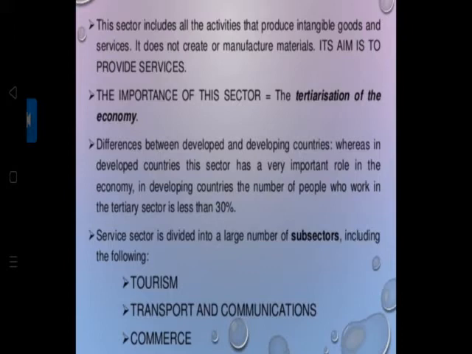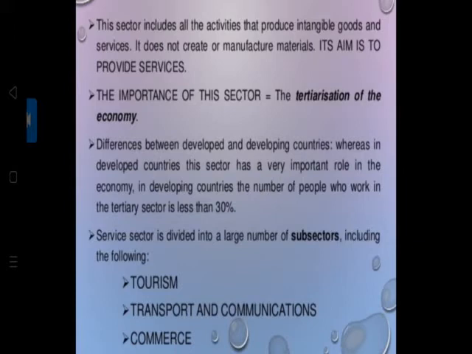Its aim is to provide services. So the important term you can associate with the tertiary sector is services. Now, what kind of services? What do you mean by services? There are different kinds of services. I'm going to talk about it in detail.